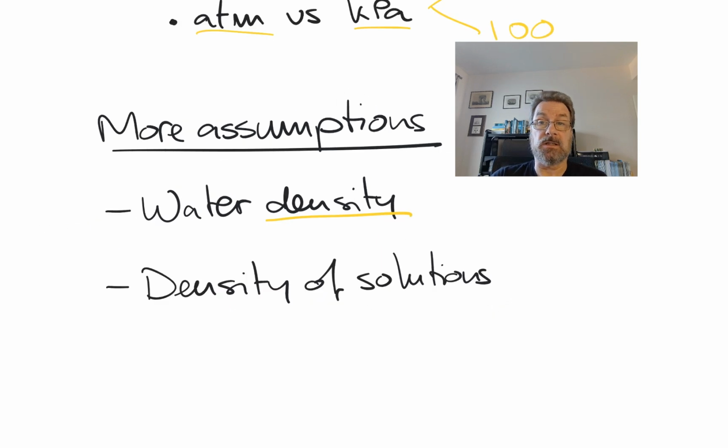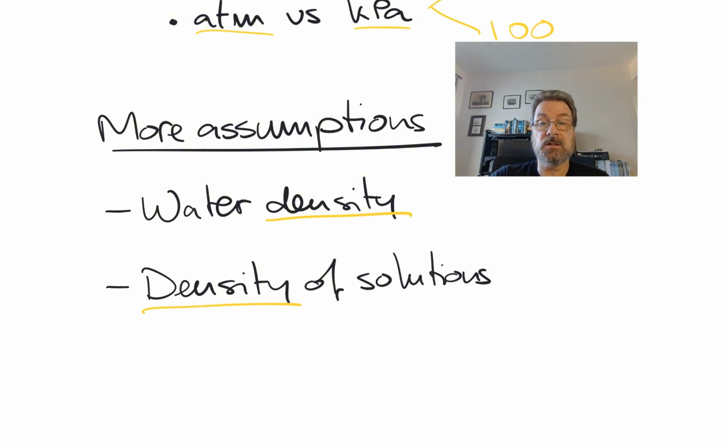We assume the water density is just 1 kilogram per decimeter cubed, or 1 gram per milliliter. That's technically only true at 4 degrees Celsius. Different temperatures, slightly different density, therefore slightly different numbers, but the changes are small.